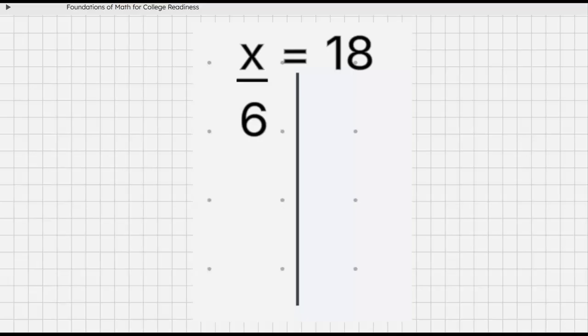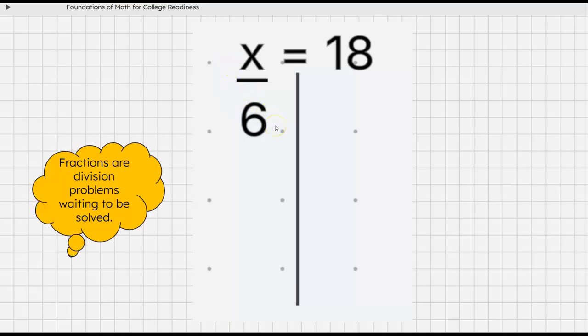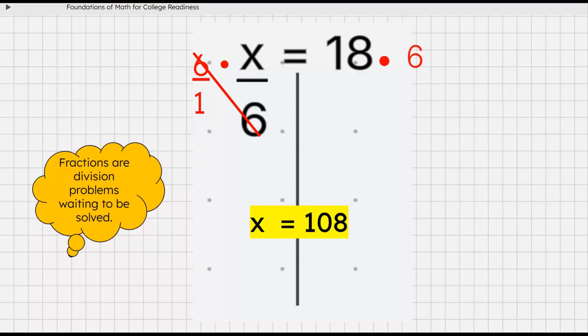x divided by 6 equals 18. Because we see a fraction, we know that's division. And I need to isolate this variable by using the inverse of division, which is multiplying. So we need to multiply both sides by that denominator of 6. And I did the 6 over 1 so you could easily see how this actually does turn into a 1x. But they will cross out to get 1x, and then 18 times 6 is 108. So x is equal to 108.